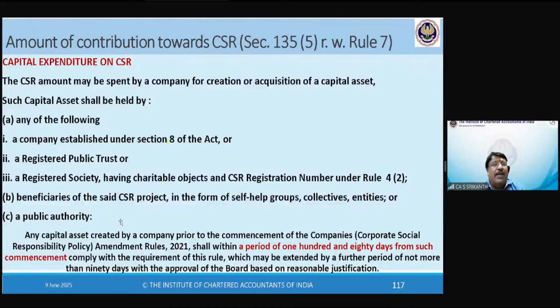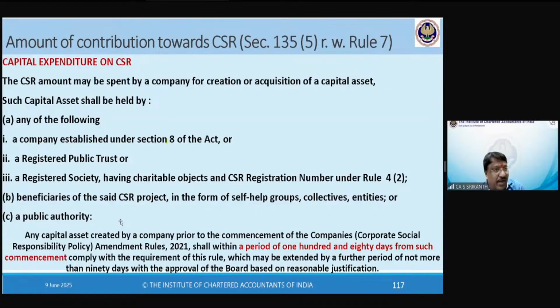Capital expenditure. See, sometimes CSR need not necessarily be for running something. It could be the creation of a capital asset also. I gave you my example of a school where children from the economically weaker section of society are studying. We have built a toilet block. It's a permanent structure. It is an asset. Are you able to understand? So my Rotary Club and the CSR funding from, I think, Shivnada Group came and gave. I'm really not aware. So that money has come and we have used it for constructing the toilet block.